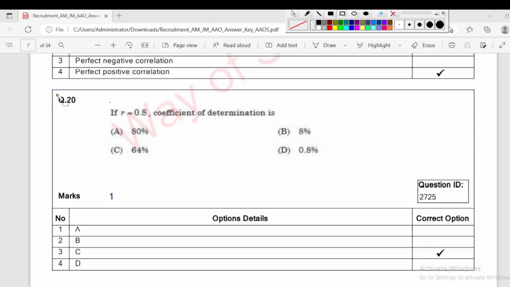Question number 20. If r equal to 0.8, the coefficient of determination is: option A 80%, option B 8%, option C 64%, and option D 0.8%. Option C is correct. 64%.